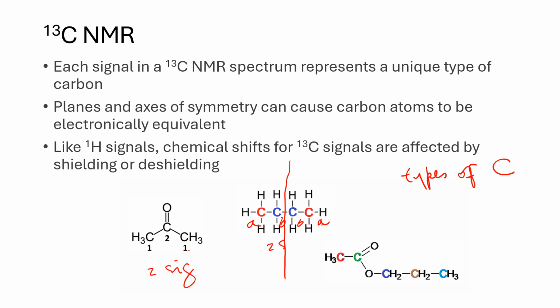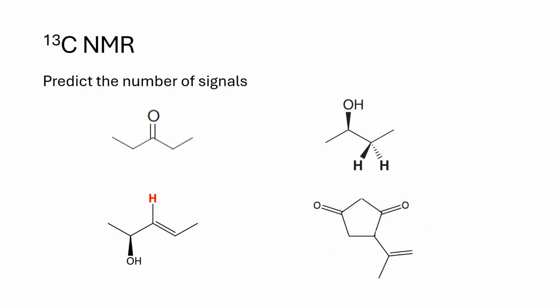Here, 1, 2, and 3 more, so it's 5 signals. Again, look for plane symmetry. The more symmetry there is, the fewer the signals. That's what it is. And we will see the same effects as shielding and deshielding. So here, for the number of lines, you're going to see decoupled spectra, so just simple lines. Here, number of signals in carbon. In protons, you have only 2.